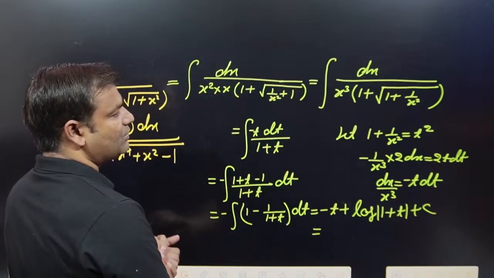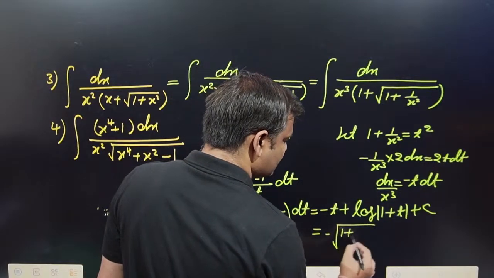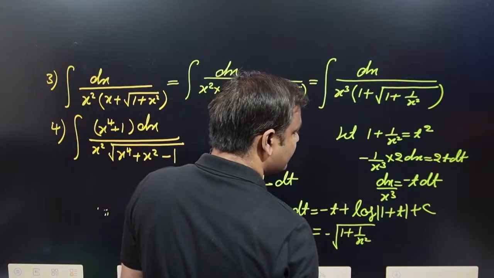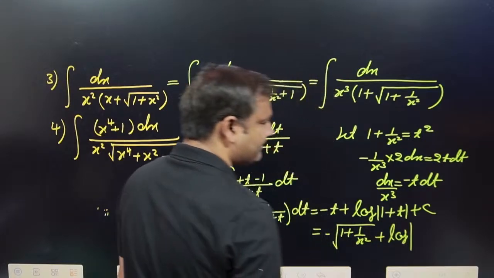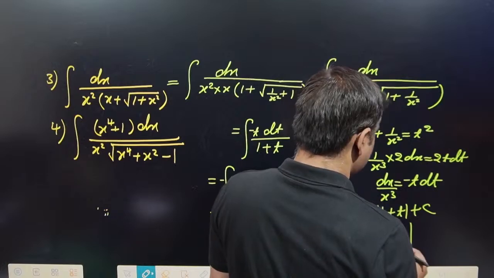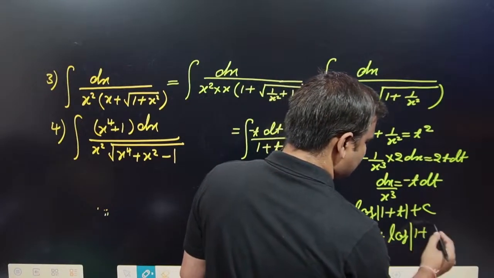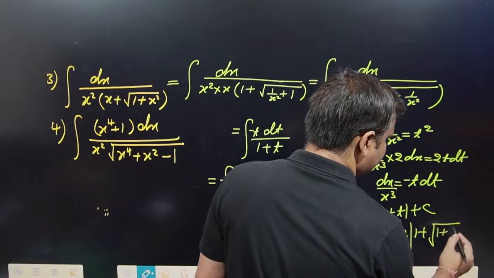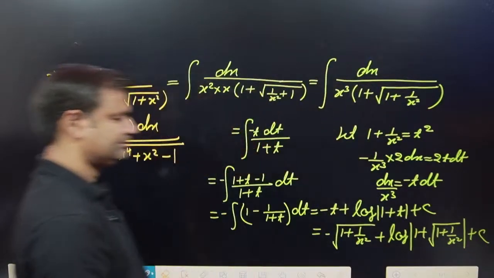T, what about t? t is basically under root of 1 plus 1 upon x square, and here log of modulus of 1 plus t. So t is basically under root of 1 plus 1 upon x square, plus c is the right answer.